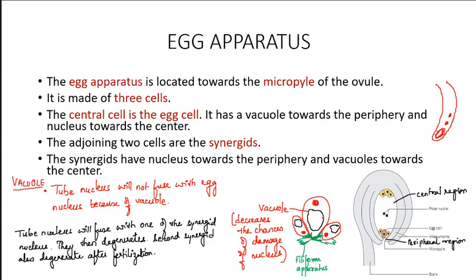So what will happen once the pollen tube reaches here? Once the pollen tube comes here, this is a pollen tube coming up, there is a chance that the tube nucleus will fuse with one of the synergid cells. These are the synergid cells. When the tube nucleus fuses with one of the synergid cells, that synergid cell degenerates. Here I am talking about only one synergid right now. The second synergid will degenerate after fertilization. Clear? Here we are studying the roles of each of the cells in the embryo sac.